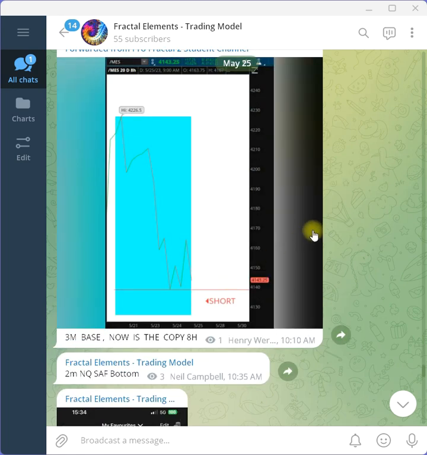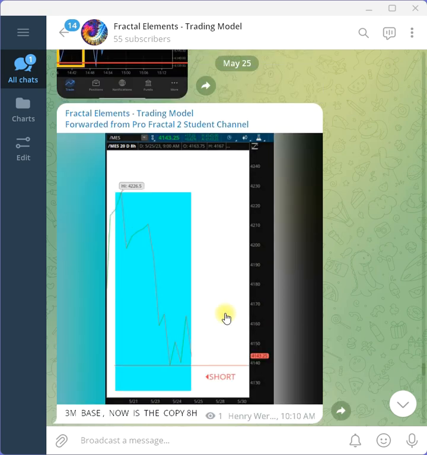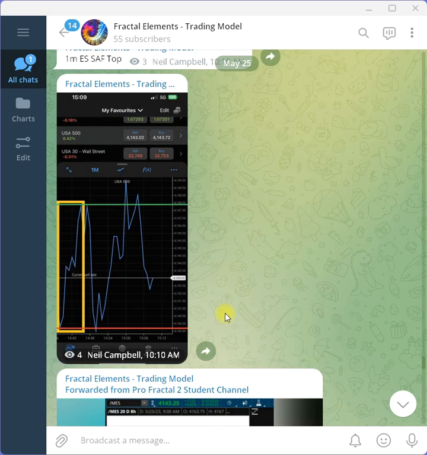Take another one. Here's the current one. 1, 2, 3, 4, 5. The top of the fractal, the bottom of the fractal. If it breaks the bottom, you want to do a trade going down. And we'll take another look at, oh, here's a beautiful one here.